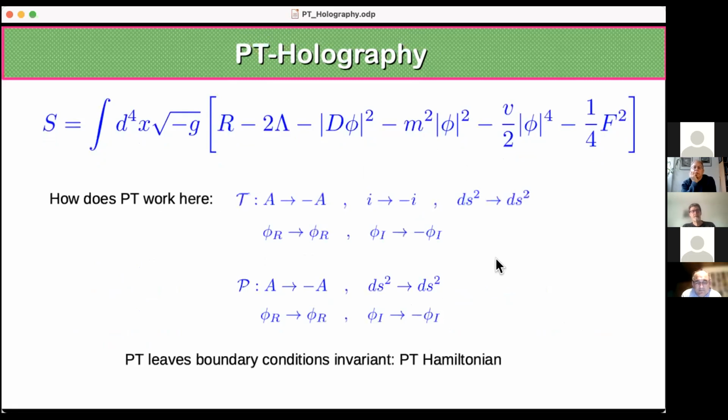And you can check, I've worked out how the PT symmetry works on these fields. There's nothing to it, you can just work it out. It leaves the action invariant and it leaves these boundary conditions invariant. So indeed, imposing these boundary conditions in that way, you generate a system which has this PT symmetry. And then the idea is, instead of doing quantum theory, I'm doing gravity in one higher dimension, and it effectively resums the quantum theory of the dual field theory.